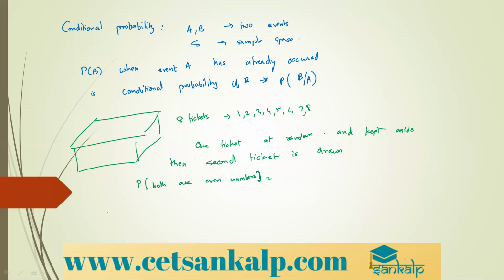So total number of tickets, sample space, we have 1, 2, 3, 4, 5, 6, 7, 8. The tickets with even number: 2, 4, 6, 8.